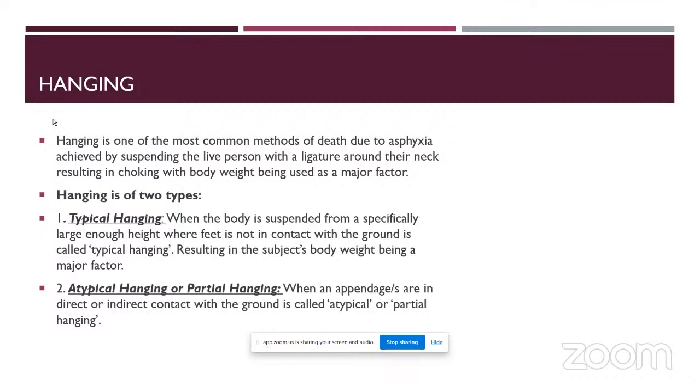There is one more type, that is autoerotic hanging or sexual asphyxia. Generally, when we talk about hanging, there is no age bar. Every person from a different age group can be a victim. But the reports and research say that the major victims are males. So this was about hanging. Now moving on to the second cause, that is strangulation. Now, what is strangulation?